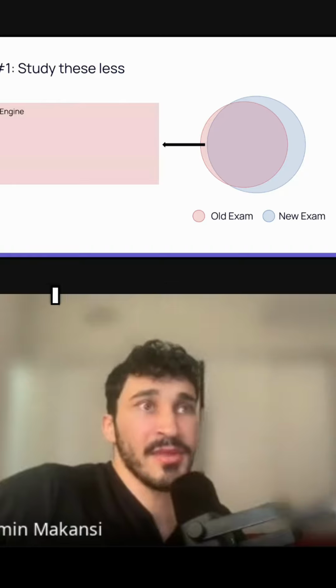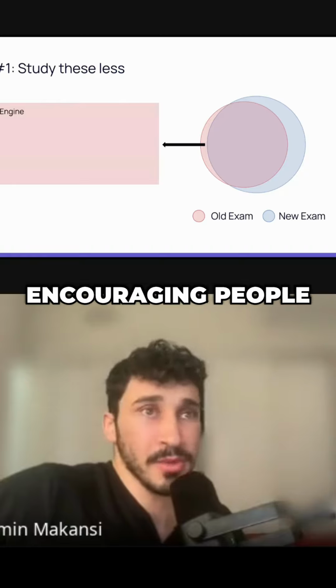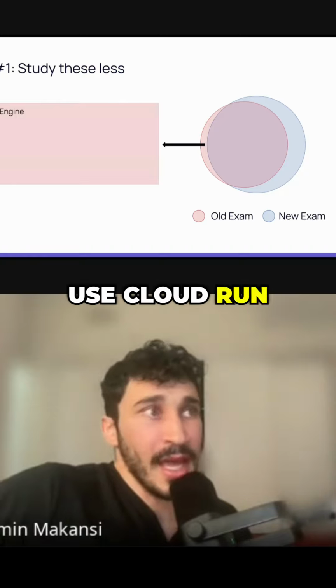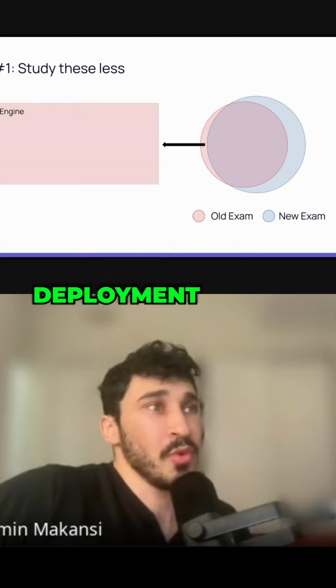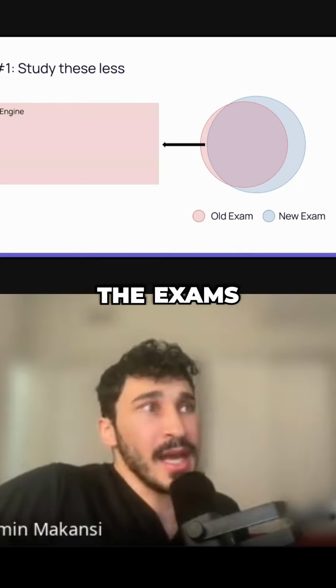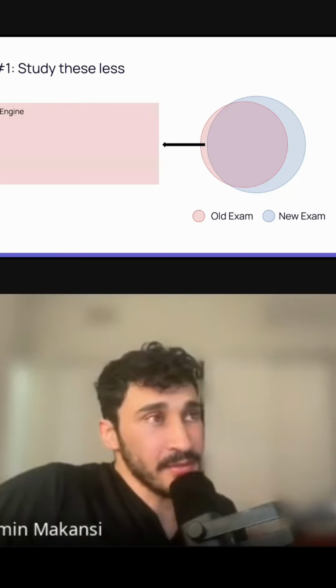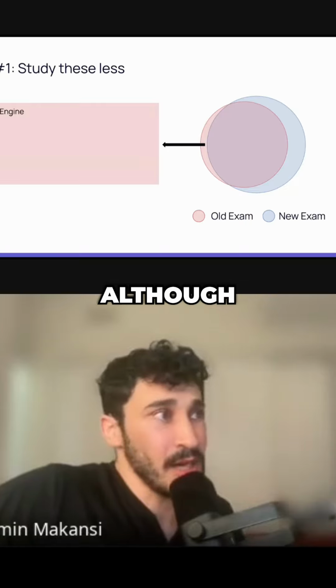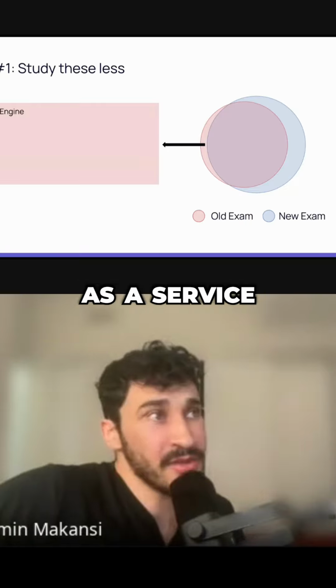In general, I think Google is encouraging people to just use Cloud Run as the kind of serverless app deployment option on GCP. So I think across the exams, actually, App Engine is just kind of being deprioritized, although it's not being deprecated as a service.